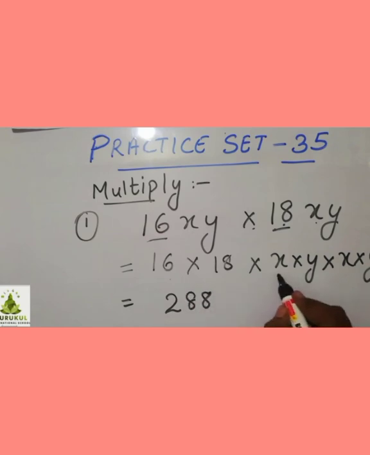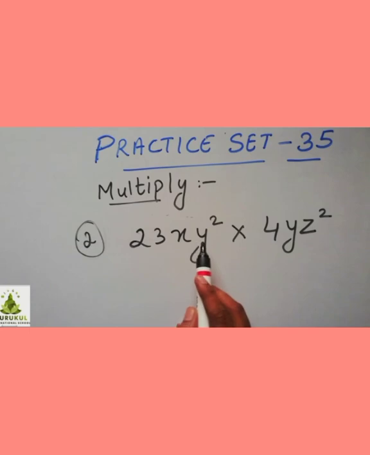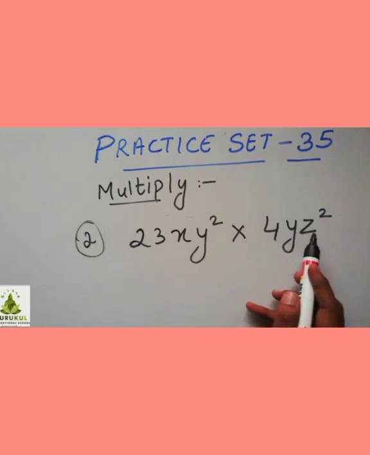288. Now see the terms here. Here it is x, here it is x. So x into x is x square, and what is here? You see this y, and here also y. So y into y is y square. Is that clear? So the answer is 288 x square y square. Copy down this. Example number 2, 23x y square into 4yz square.